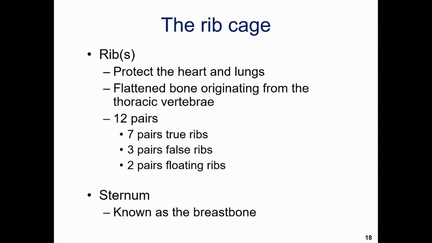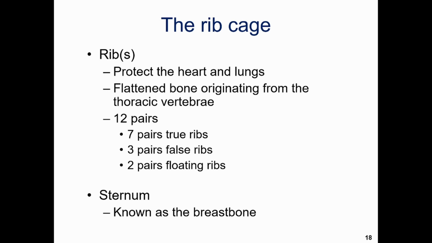And each pair of ribs is going to articulate with one of those thoracic vertebrae. Because remember, we have 12 vertebrae in the thoracic region and 12 pairs of ribs. 7 of those pairs are what we call true ribs. And when we say true ribs, we mean that the ribs are going to directly connect with the sternum, which is the breastbone.